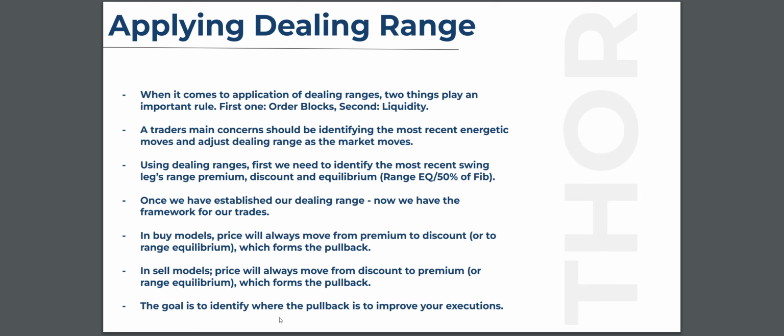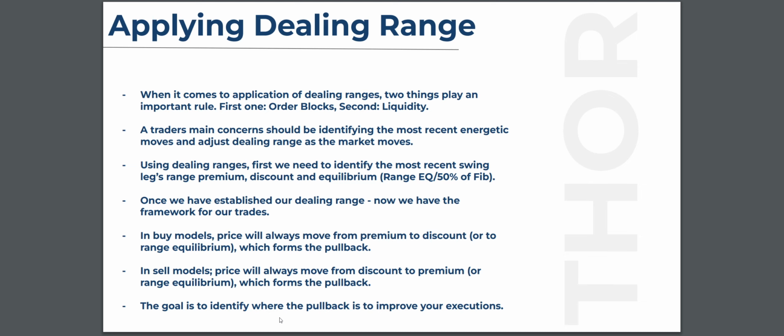Anyways, so applying dealing ranges. How do we use dealing ranges in the marketplace? When it comes to application of dealing ranges, two things really can play an important role, right? First one is order blocks. Second one is liquidity, and the reason being is our main concern is the most recent swing leg or expansion leg. And expansion legs always start with order blocks, right? That gives us the dealing range low or high.